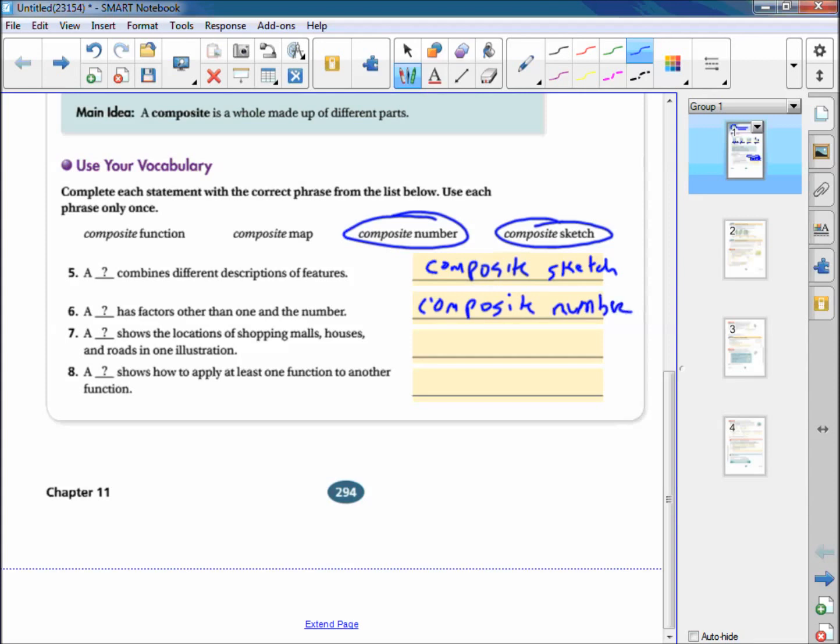Okay. A blank shows a location of shopping malls, houses, and roads in one illustration. So this would be a composite map. So it doesn't just show streets, it shows all the things around it, okay? So a blank shows how to apply at least one function to another function. So this is a composite function.